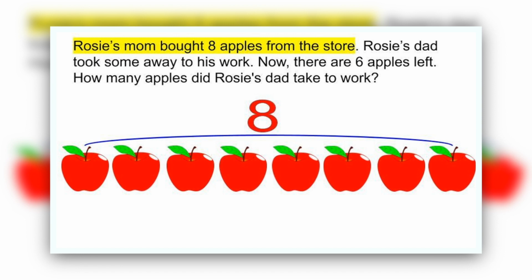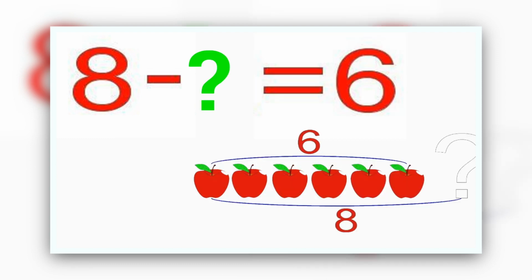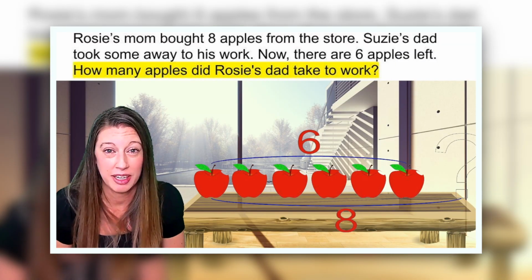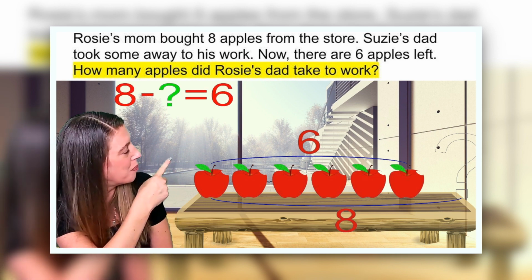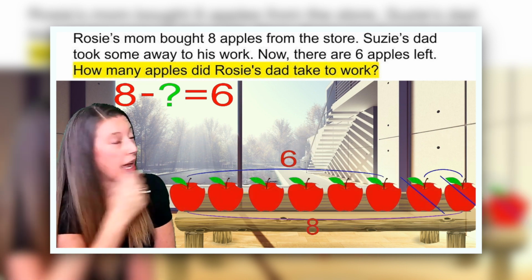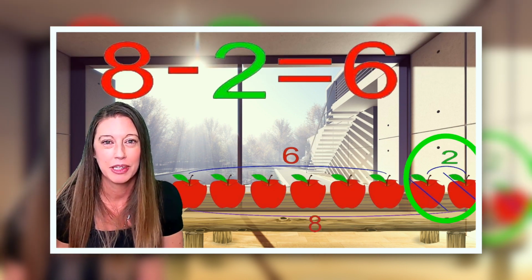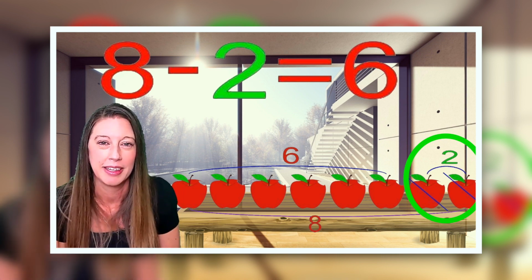Now we can write an equation. Rosie's mom bought 8 apples from the store. Rosie's dad took some away to his work. Now there are 6 apples left. Now we can answer the question. The question said, how many apples did Rosie's dad take to work? And we know that now. 2. It was 2 apples that he took to work.